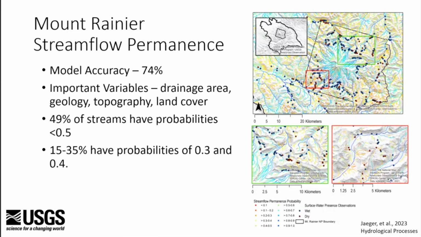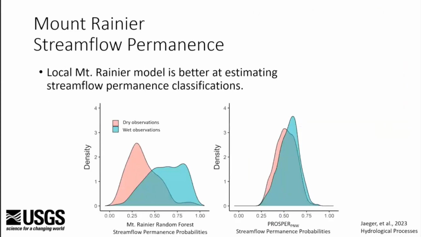And then these surrounding areas that are in lower elevation and not draining the glaciers are the areas in the streams that are going dry, which I found interesting and surprising, given that this is the maritime wet climate of Mount Rainier. Streamflow impermanence was more than I had expected in this model. But I wanted to make the point that despite the lower accuracy of 70%, I do think this local model provides better estimates of permanence class compared to our regional PROSPER model.